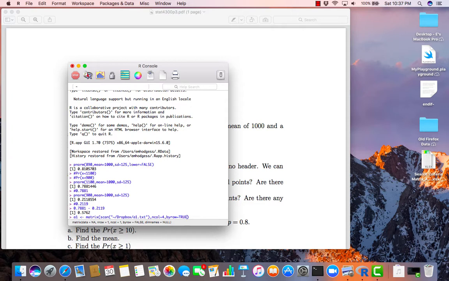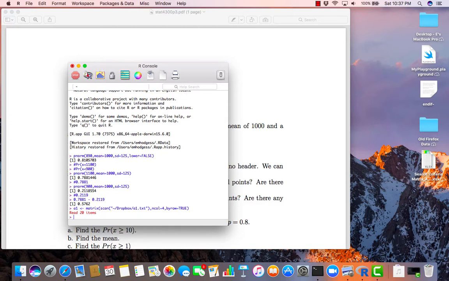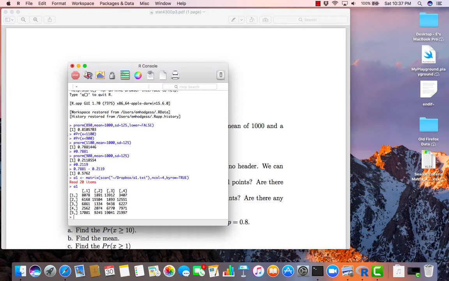Because the data is in there in rows. And it read 20 items, which it should have. So if you want to just look at it, there it is. That's all it looks like. Okay, and I want to do my range chart.